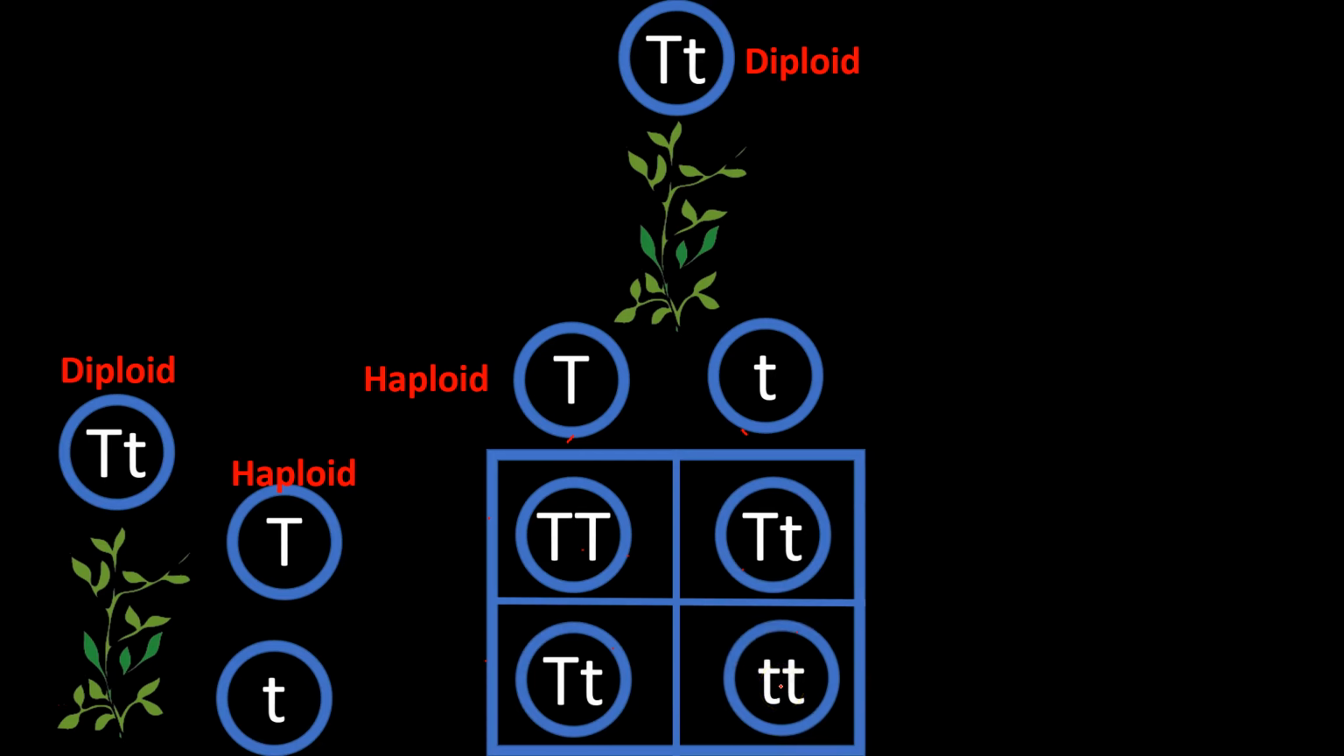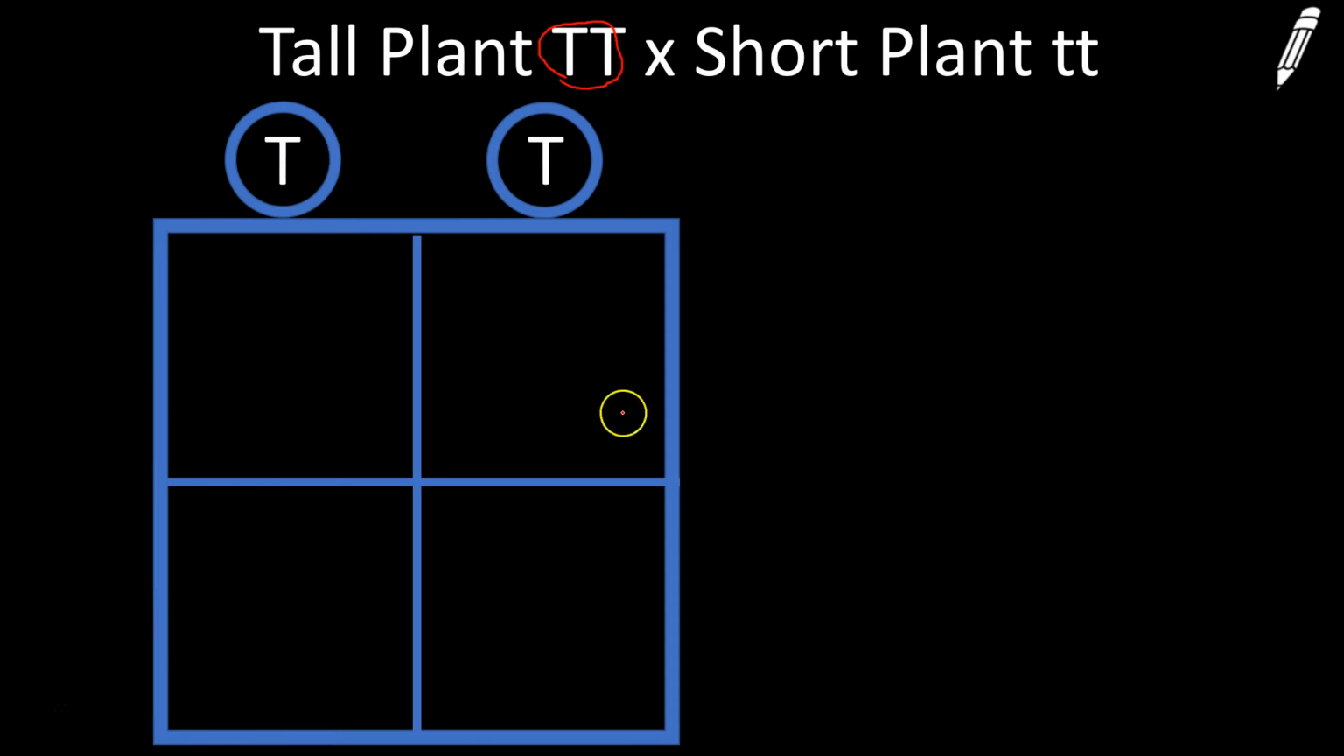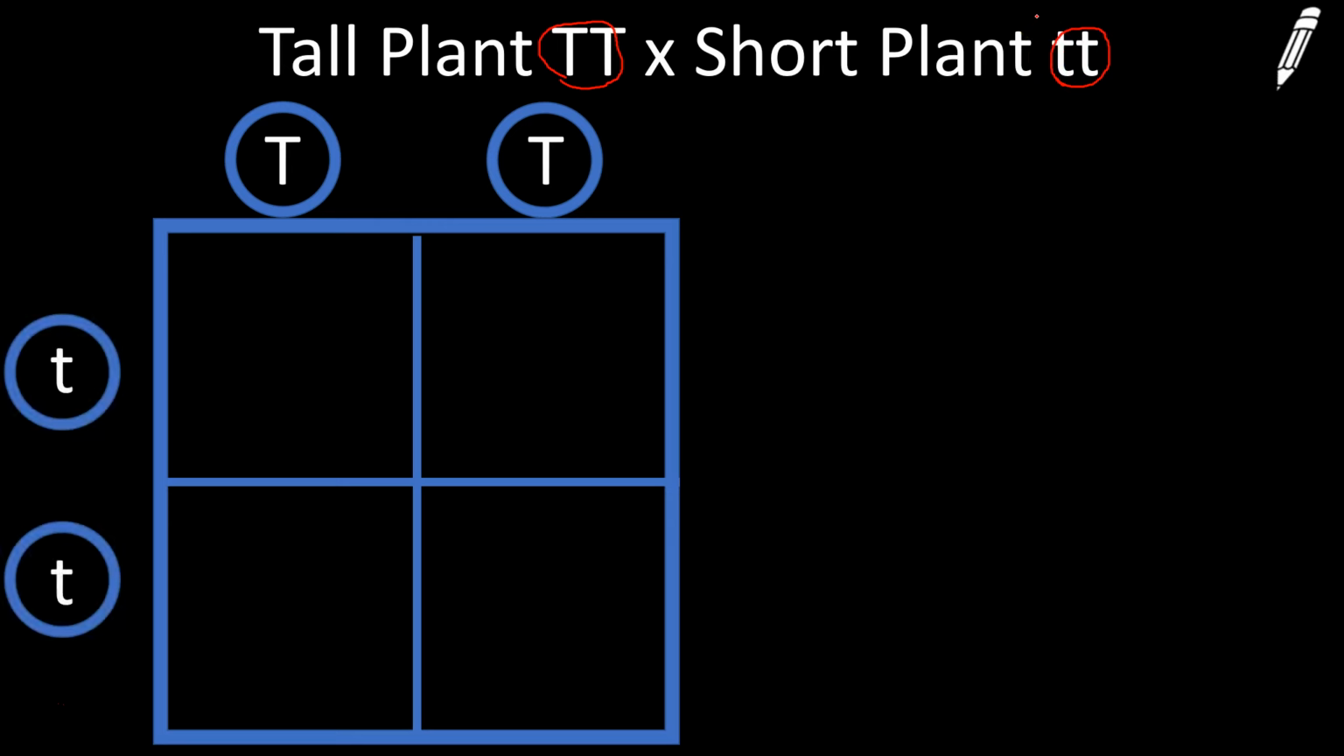Okay, let's do a little bit cleaner example with less mess, a little more organized. A tall plant that is homozygous dominant is crossed with a short plant that is homozygous recessive. Remember, this right here is representing a diploid cell. We need to represent the haploid cells, or the gametes, on top and on the side. Haploid, there should only be one letter on top and on the side of each box. This represents a diploid cell. Segregate those alleles into haploid cells, and here we go.